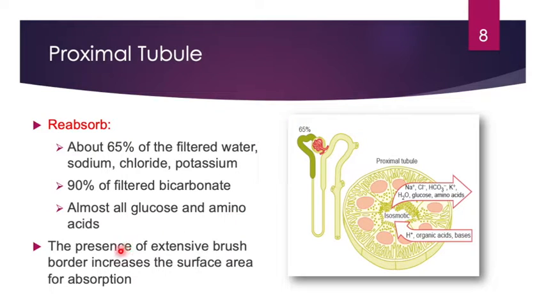There is the presence of an extensive brush border on the epithelial surface of the luminal membrane, so this will increase the surface area for absorption. There is also some secretion going on in the proximal tubule. Secretion means the substance moves from the peritubular capillary into the lumen, opposed to reabsorption. So the proximal tubules secrete excess hydrogen ions, organic acids, and bases.